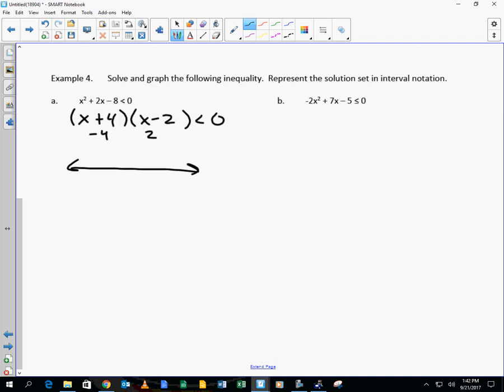Oh, your first class has ever said test points. Like, usually everybody wants to graph. It's quicker, so. We'll test points all day tomorrow.